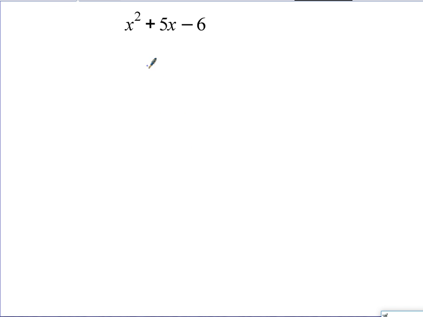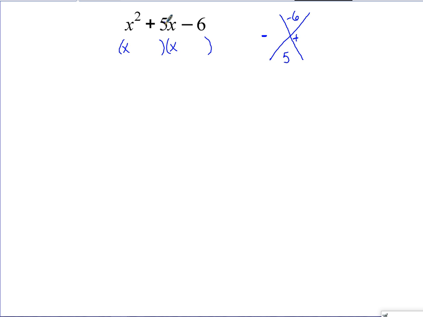Okay, so here's a second example that I will do with you. So I know I'm going to have two sets of parentheses with an x in each of them. All right. My numbers have to multiply to negative 6 and add to positive 5. So if I need to multiply to a negative number and add to a positive number, I'm going to need one negative number and one positive number.